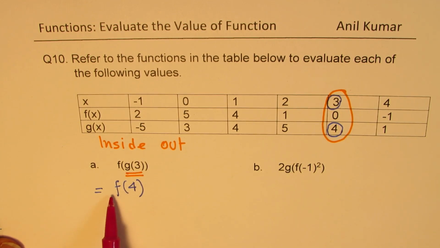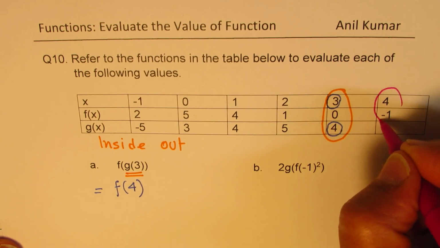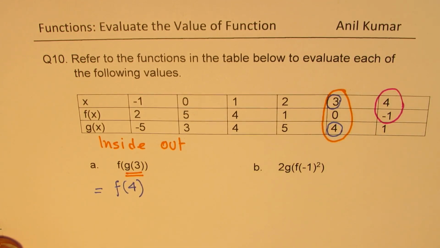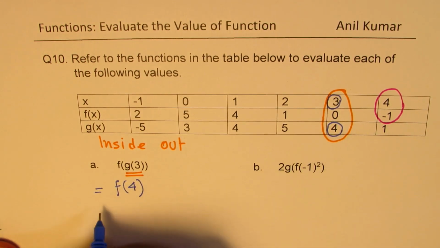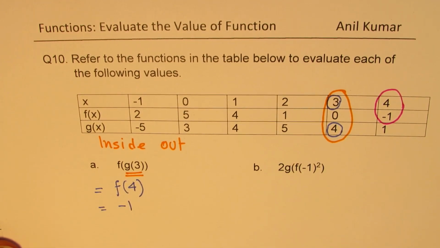Now we want to find the value of the function f at x equals 4. So we are looking into this column now, and at 4, we get the value as -1. So that becomes our answer. Is that clear to you?